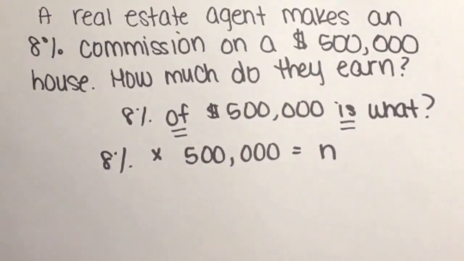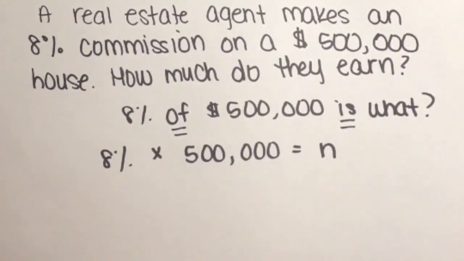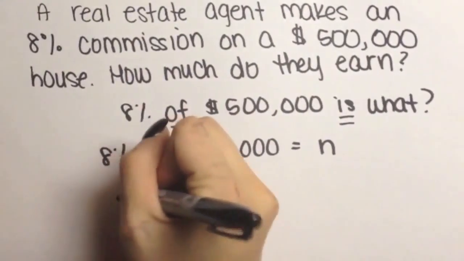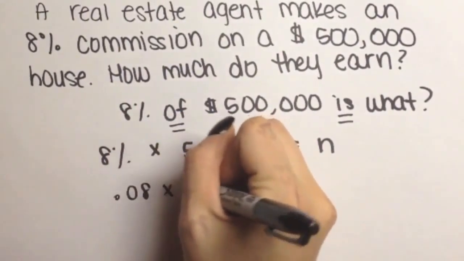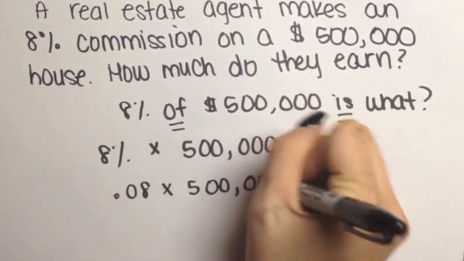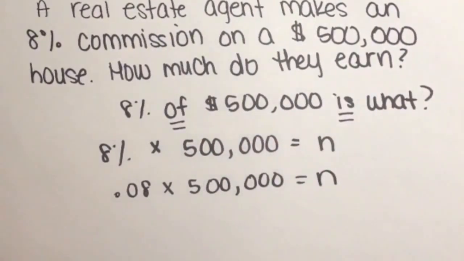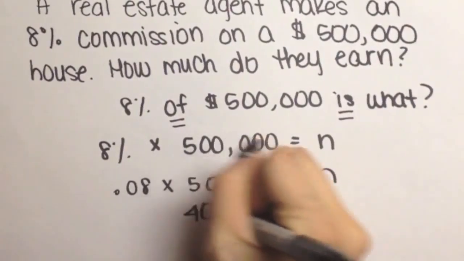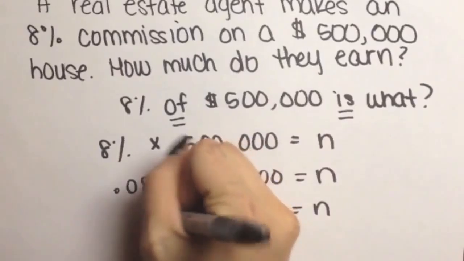Now, earlier you had learned to convert the percent to a decimal. You move the decimal point 2 places to the left, giving you 0.08 times 500,000 equals n. And when you solve that, you find that the real estate agent will make $40,000.